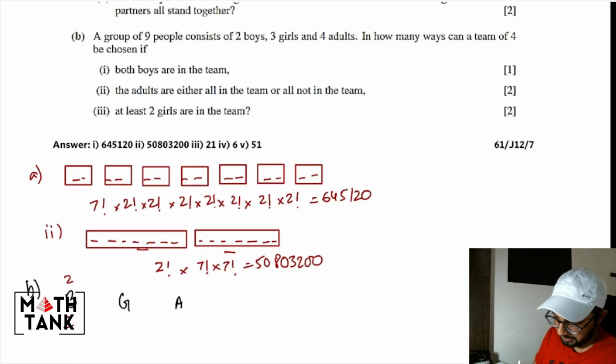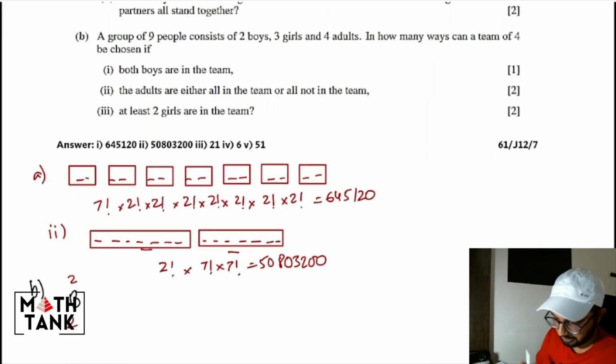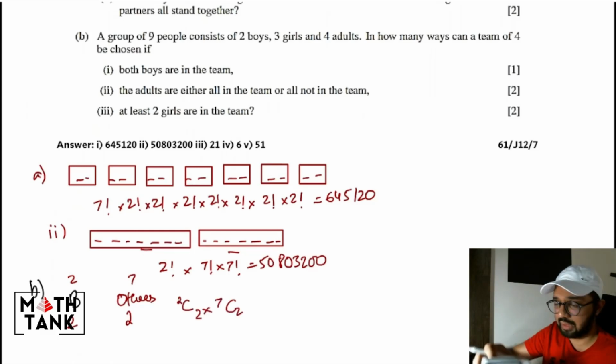Then since there's no discrimination between girls and adults, what I can say is that there are others. So I can simply say that there are 7 other people and 2 need to be chosen. So I'm going to say 2C2 into 7C2. Rather than making up a lot of other cases, I can just simply do this. It gives me 21.